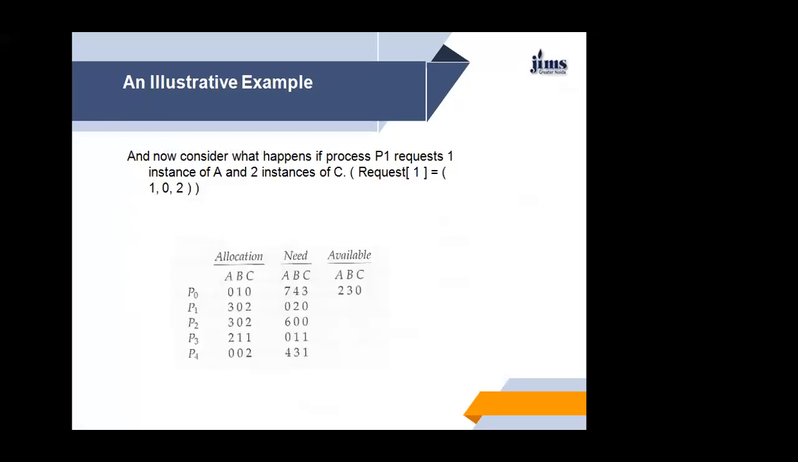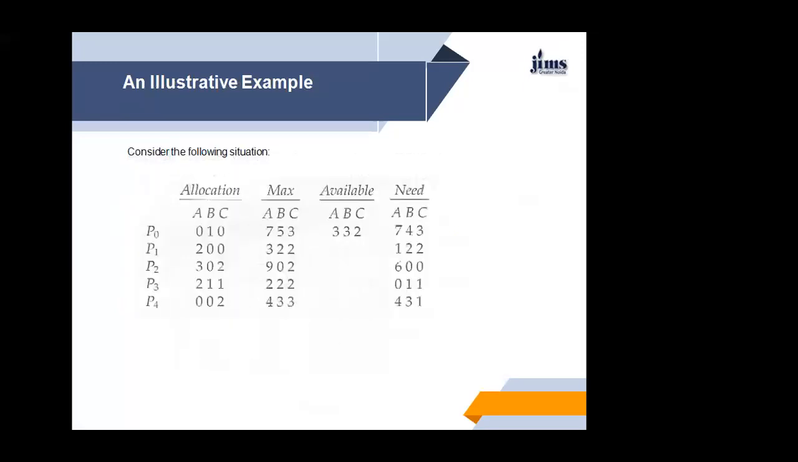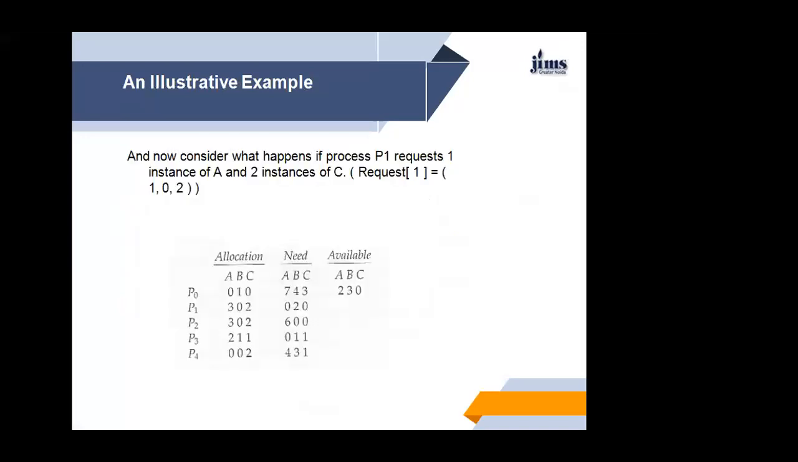Available resources will be, actually earlier available were 3 3 2. So in this 3 3 2, we will subtract 1 0 2. So 3 minus 1 equals 2, and this 3 minus 0 equals 3, and 3 minus 2 equals 0. So now this will be the next scenario. Okay. Now the available will be 2 3 0, need will be here, and allocation will be also here.